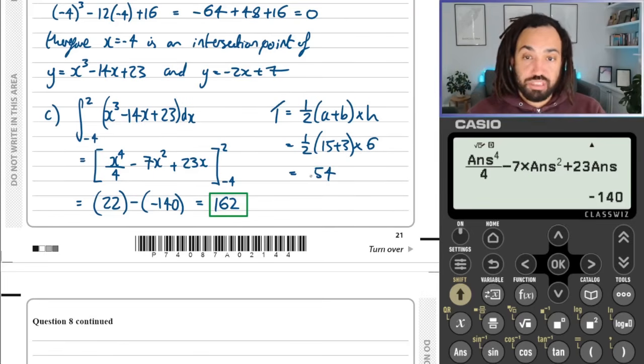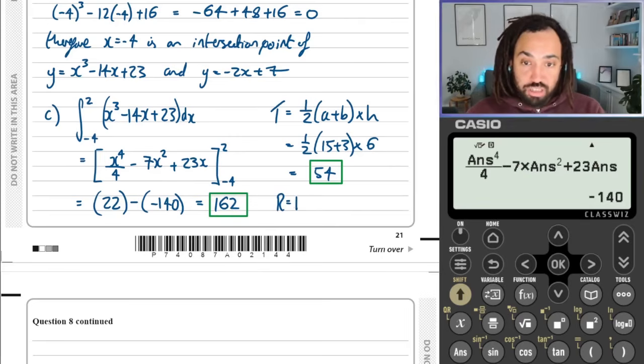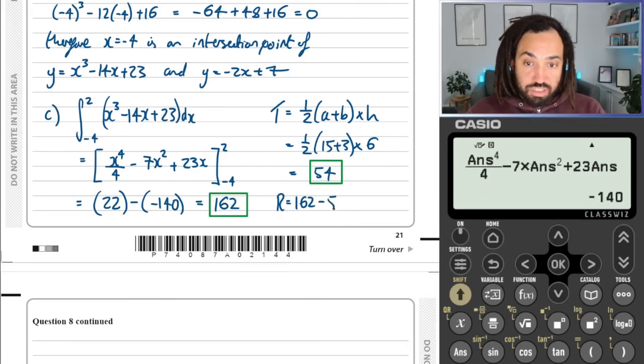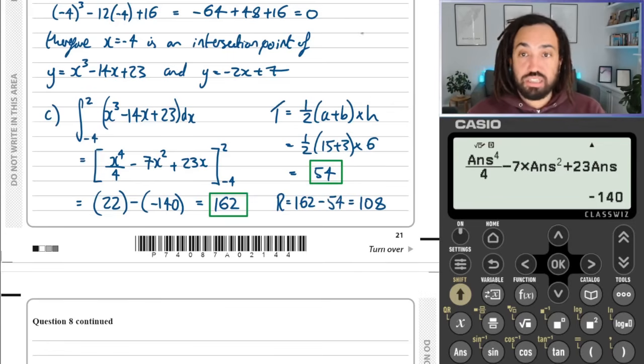So that's the trapezium. So the overall region R is going to be the area under the curve minus the trapezium, which is equal to 108 for our final answer.